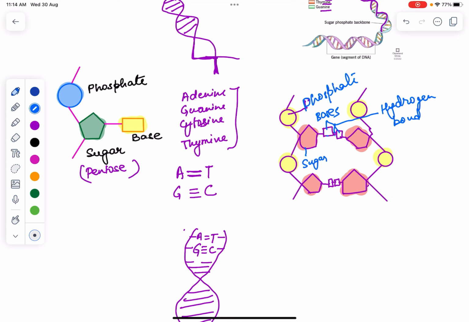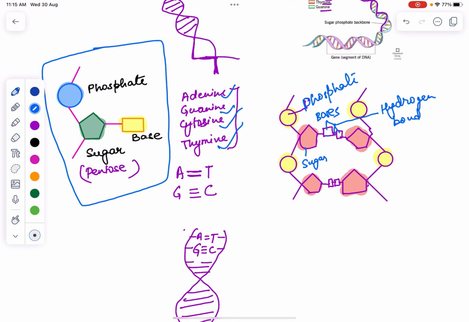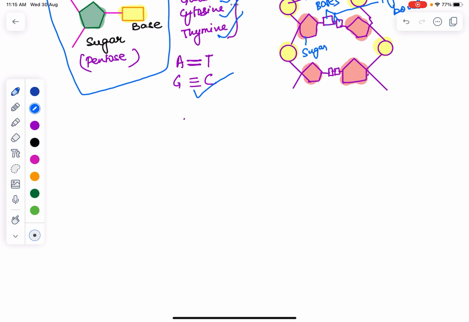Each single DNA strand is composed of repeating nucleotides. So this DNA is made up of repeating nucleotides, and these are made up of phosphate, sugar and base. 4 types of nitrogenous bases are present, that is adenine, guanine, cytosine and thymine. Adenine will pair with thymine with 2 hydrogen bonds, and guanine will pair with cytosine with 3 hydrogen bonds. Nitrogenous bases we categorize into two, that is purines and pyrimidines.